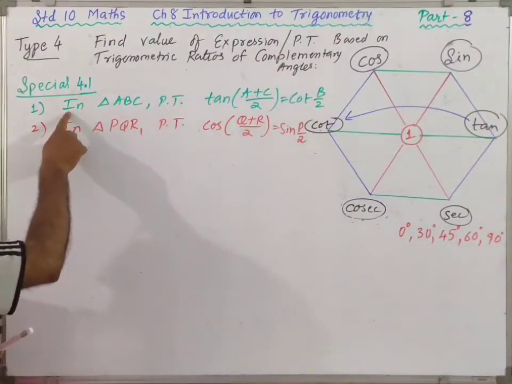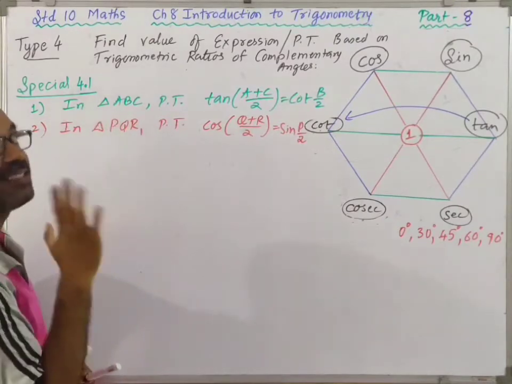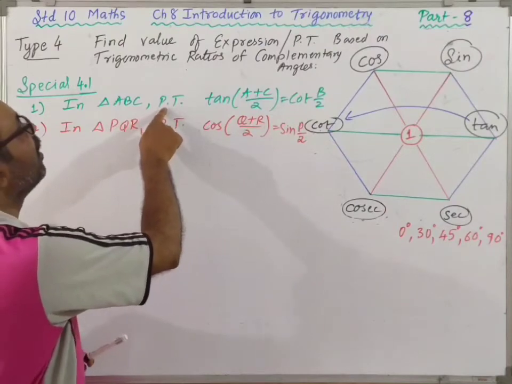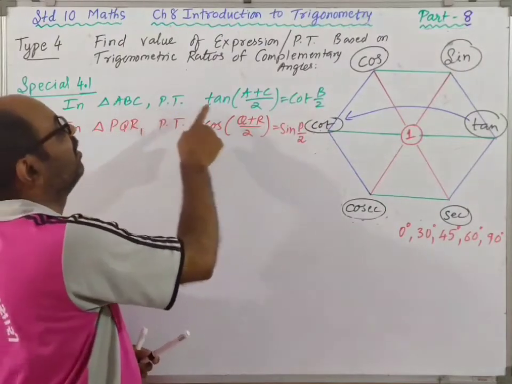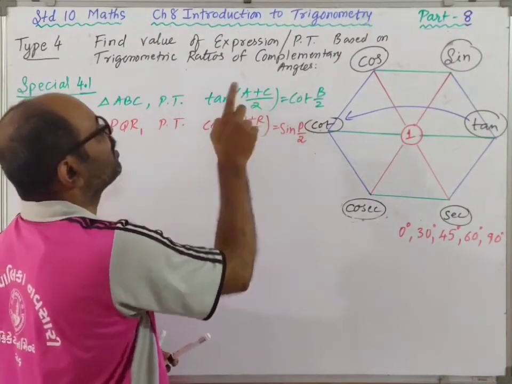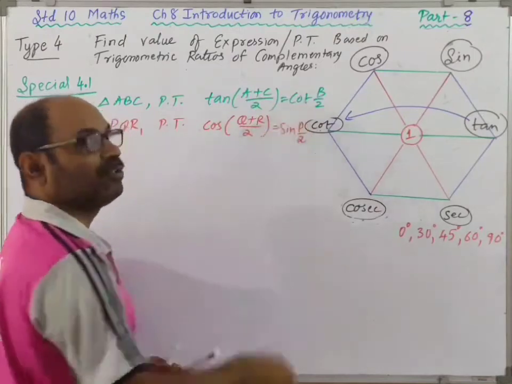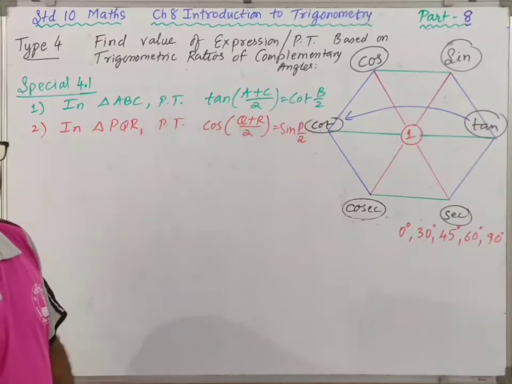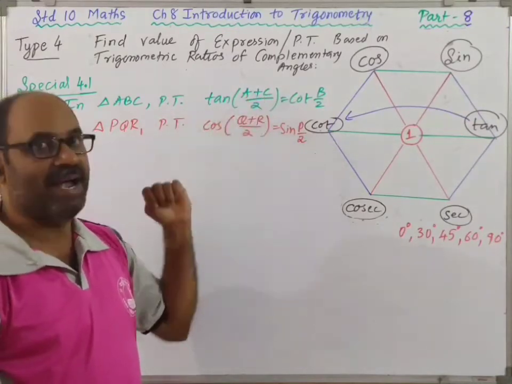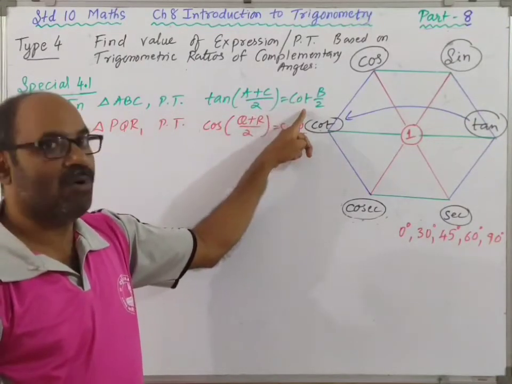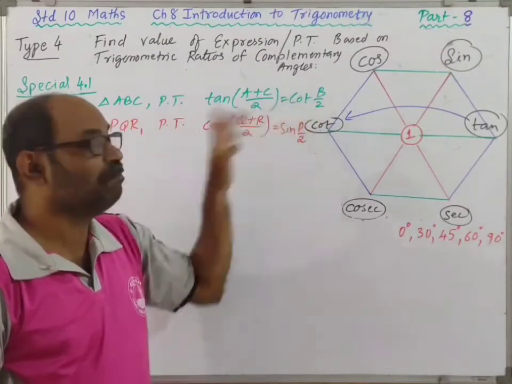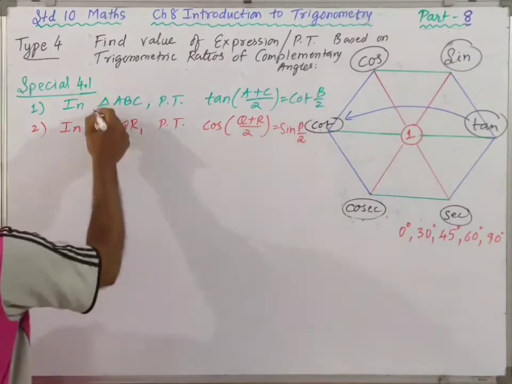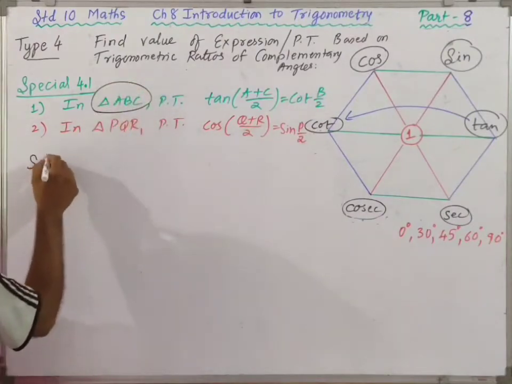First one, let's see. In triangle ABC, it's a right angle triangle, don't forget. Prove that tan of (A plus C) by 2 is equal to cot of B by 2. Tan of which angle? Angle (A plus C) by 2. That is equal to what? Cot of which angle? B by 2. Okay? Children, this is triangle ABC.